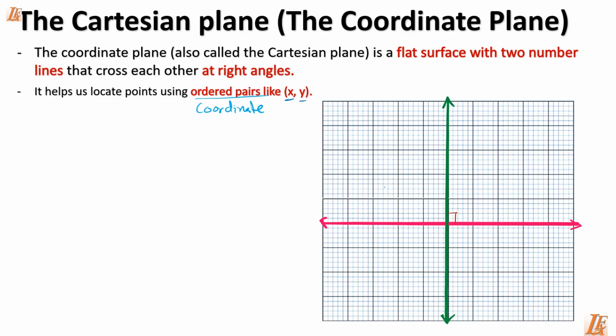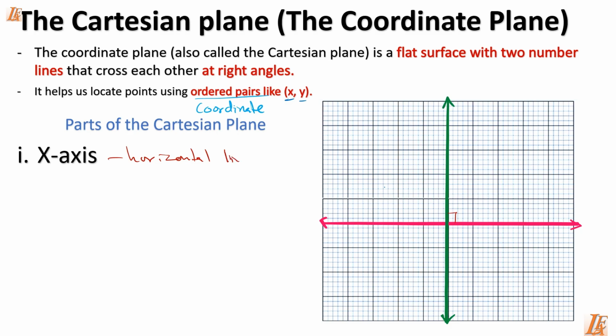So now we also want to look at the parts of the Cartesian plane. In a Cartesian plane, we have the first part, which we call the x-axis. The x-axis is a horizontal line, which runs from the left side to the right side, and it shows us how far you move from the origin to the left or to the right side of a Cartesian plane. This is what we call the x-axis.